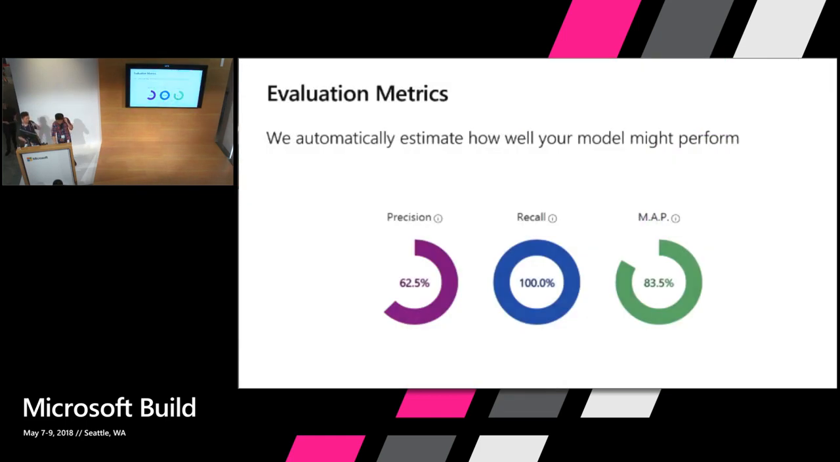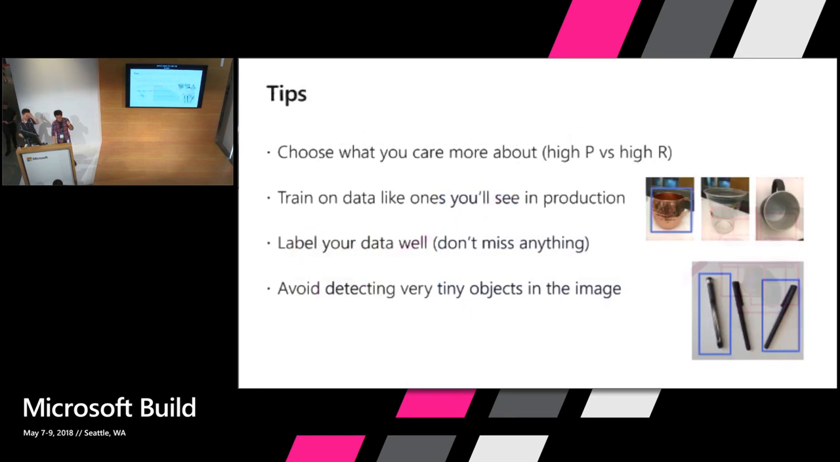Okay. So we just talked about those. We'll just skip them. So now we'll give you some tips on how to build the best model possible using our tools. One, you choose what you care more about, high precision or high recall. Or maybe for your model, you will have high numbers for both, then that's good. And two, train on data that you will see in production.